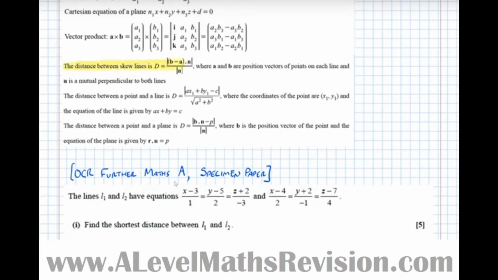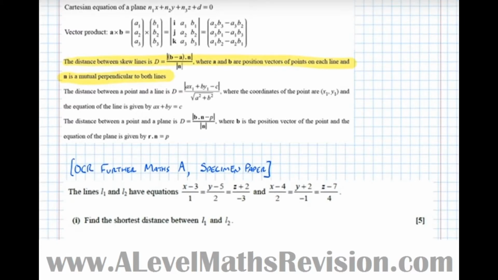So actually we're given it here. The distance between skew lines is D equals that, where A and B are position vectors of points on each line, and N is the mutual perpendicular to both lines. So we're going to have a look at how to tackle this question using that formula there.